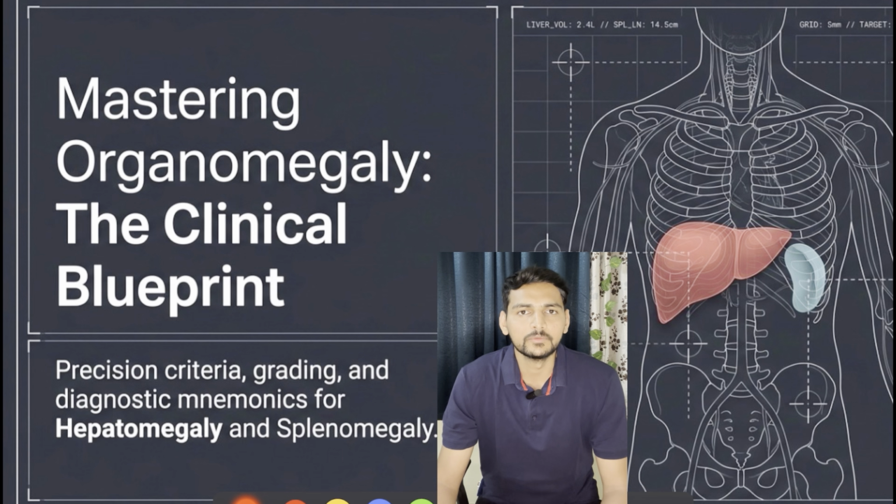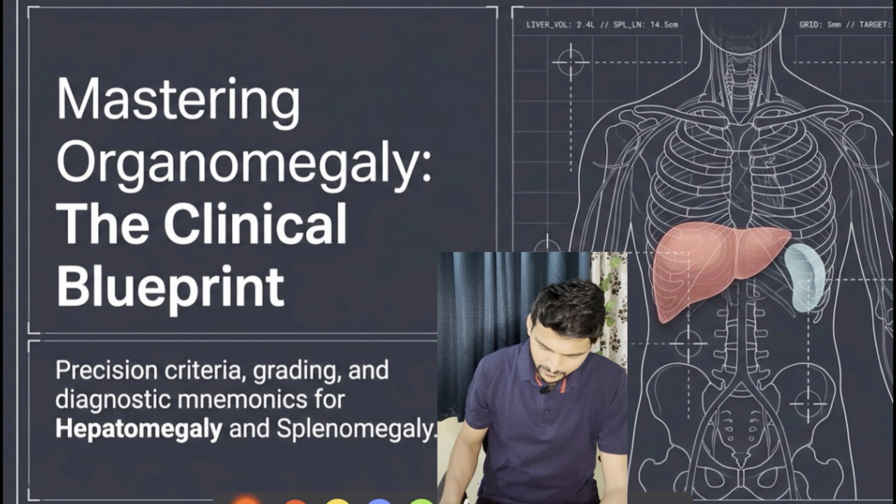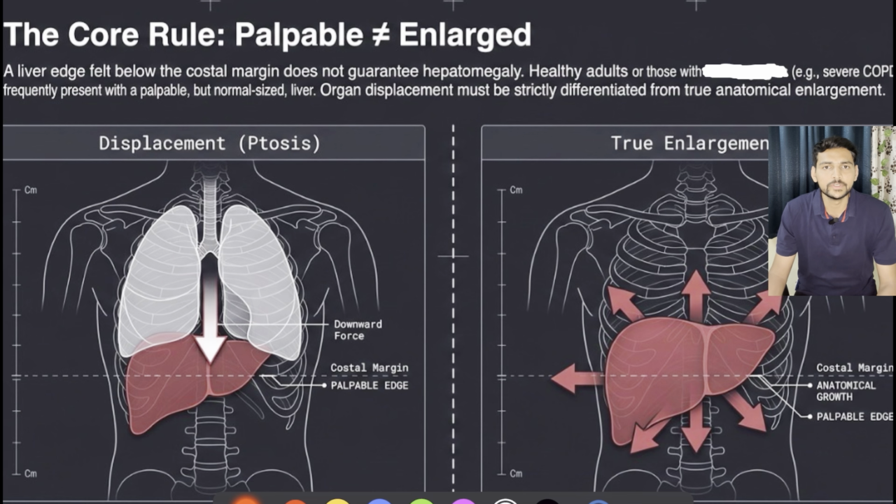In today's video, we will discuss organomegaly evaluation, mainly hepatosplenomegaly, which is one of the most important aspects in per abdomen examination. So the first rule which we have to remember whenever we think of palpation or examination of liver and spleen is, just because the organ is palpable, don't consider it as enlarged. This will apply particularly to liver.